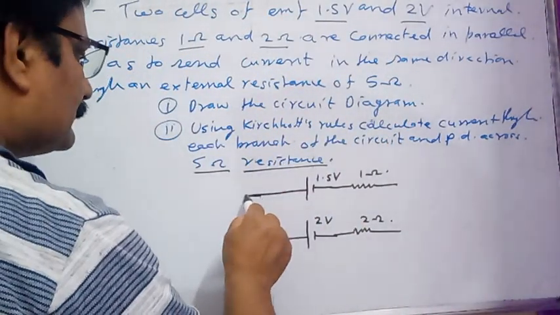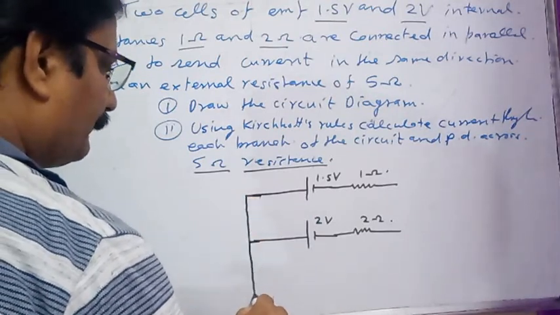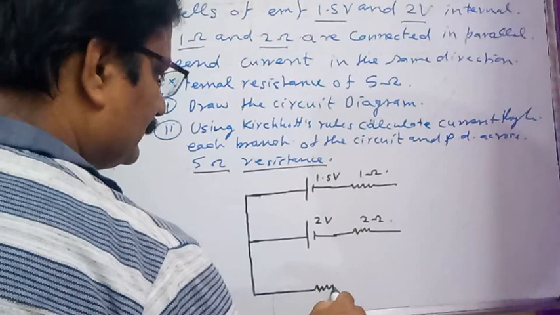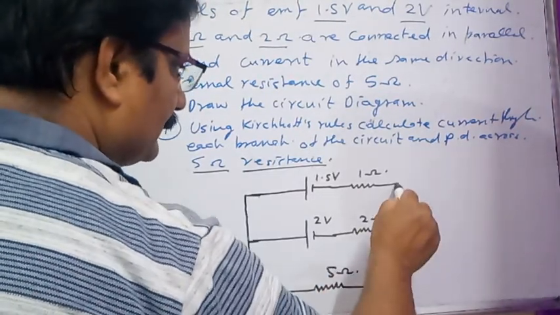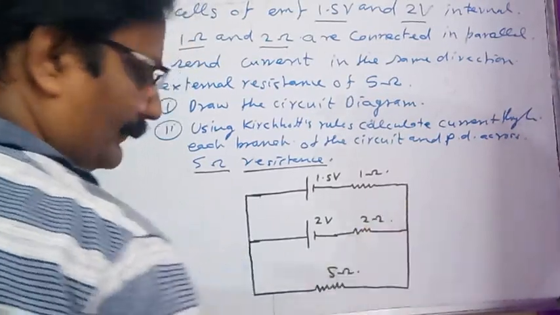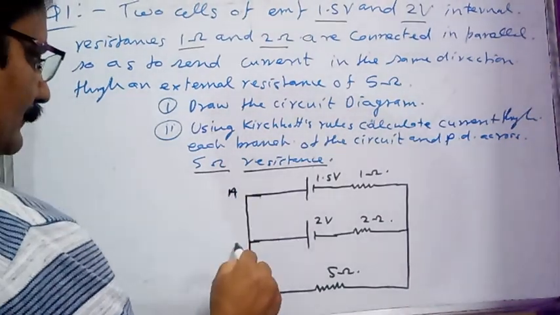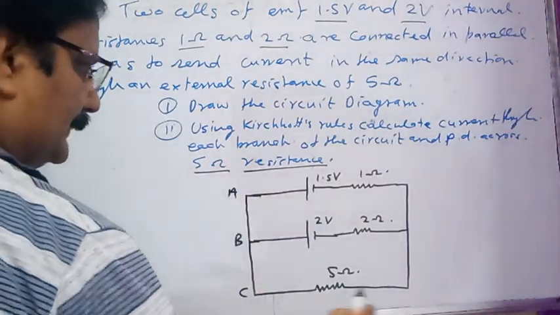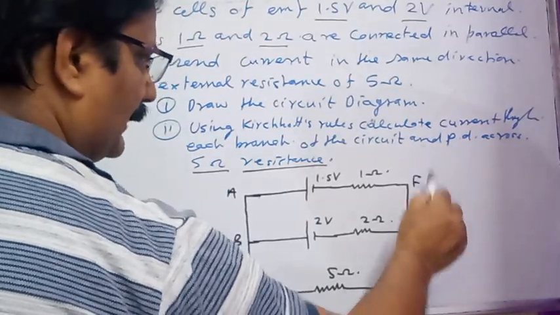Both the cells are sending current through a 5 ohm resistance in the same direction. This is 5 ohm resistance and the circuit is going to be like this. A, B, C, D, E, F.